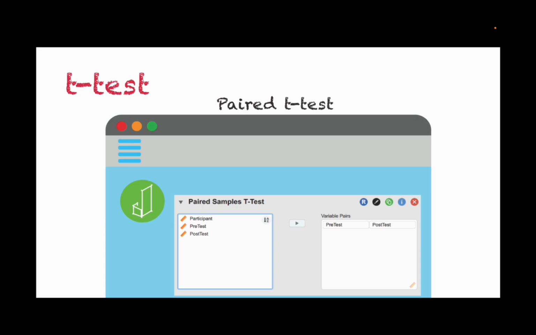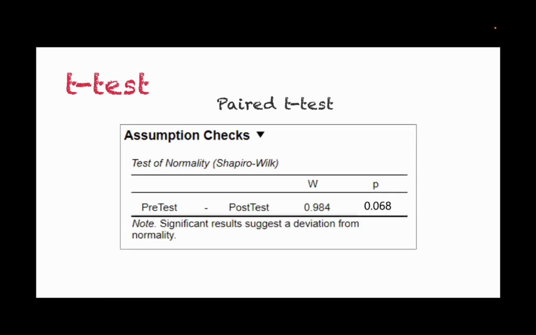In JASP, you go to t-tests, paired samples t-test. You'll see two boxes. Drag the pretest scores into the first and the post-test scores into the second. Now, inside JASP, click the Assumption Checks tab and select Normality of Differences. The key thing here is that you're not checking if the pre and post scores are each normally distributed. You're checking if the difference between the two is normally distributed. If the Shapiro-Wilk p-value is, let's say, 0.068, then you can move forward with the t-test.